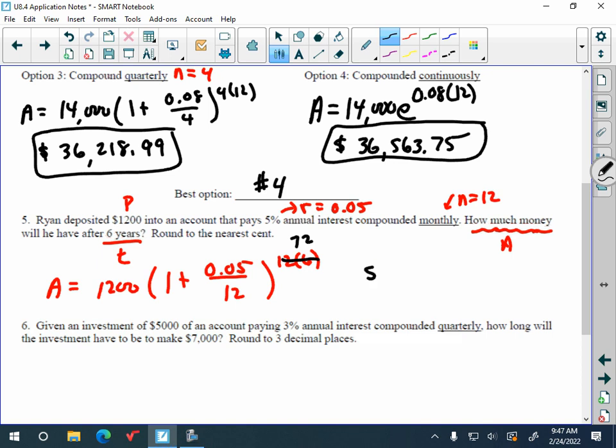All right, so it looks like 1,618.82. So we start with $1,200, and after 6 years, should have about $1,600.